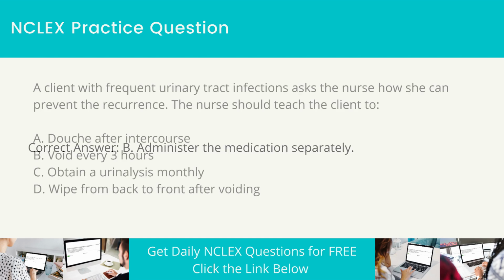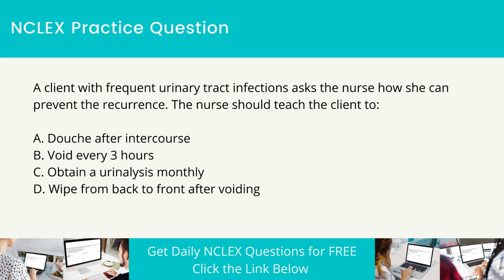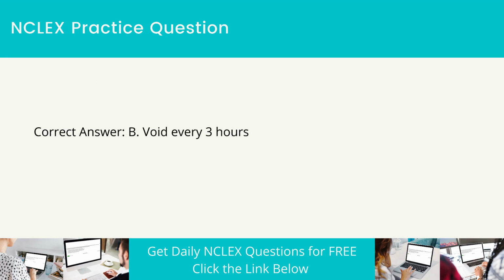A client with frequent urinary tract infections asks the nurse how she can prevent the recurrence. The nurse should teach the client to douche after intercourse, void every 3 hours, obtain a urinalysis monthly, wipe from back to front after voiding. The correct answer is void every 3 hours. Voiding every 3 hours prevents stagnant urine from collecting in the bladder, where bacteria can grow.